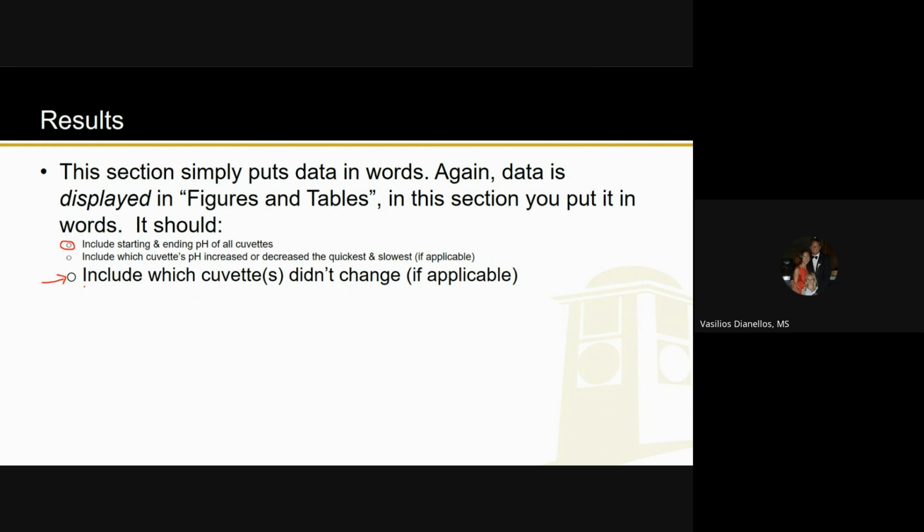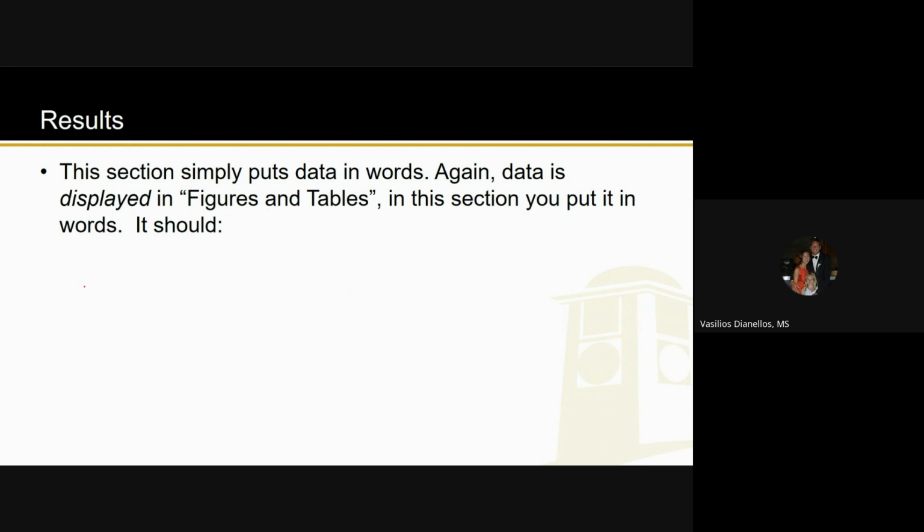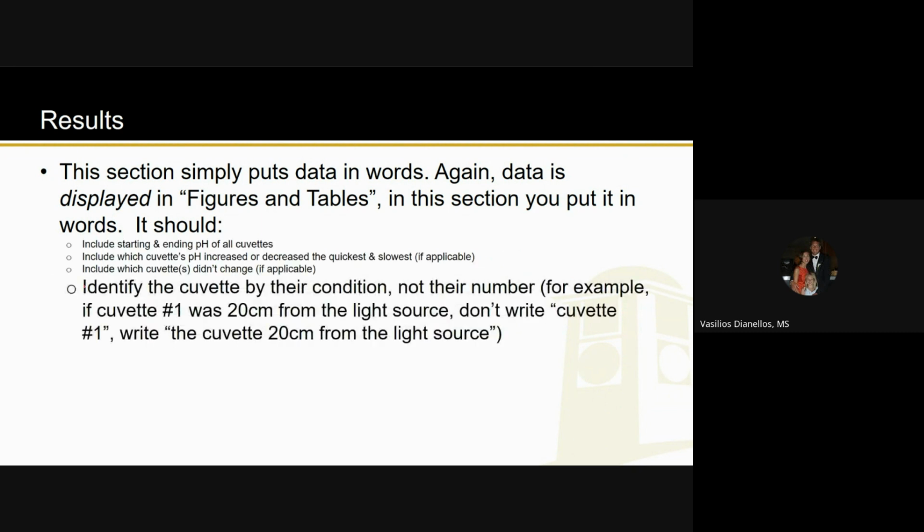Again, you're just putting the information that you have in your tables and your graphs, and you're putting it in sentence form, right? I know it seems redundant, but it's all for a reason. Another thing you should do, and I've been doing this verbally as I've been giving you these examples, you don't want to say, cuvette number 1 went from a pH of this to this. Cuvette number 2 went from a pH of this to this. You don't want to do that, right? You want to describe it by its condition. The cuvette closest to the light started at this pH, ended at this pH. The cuvette farthest from the light started at this pH, ended at this pH, right? You want to describe them not by their number, because that's not going to mean a thing to the reader, but describe it by its condition.